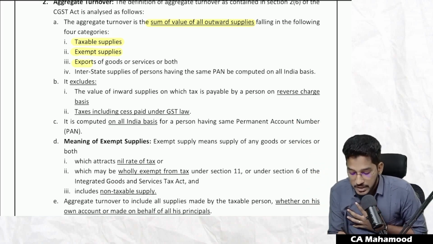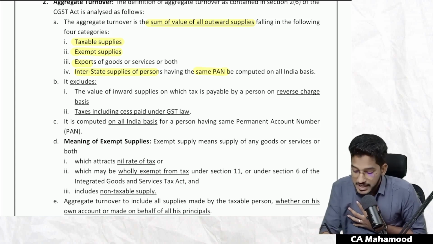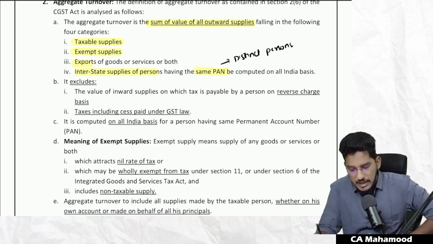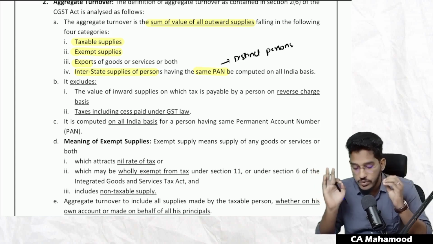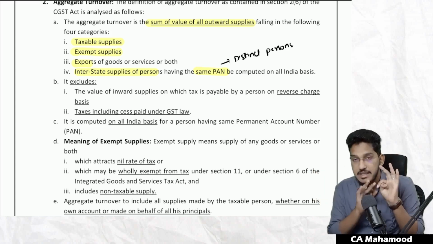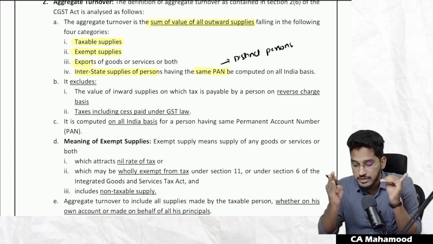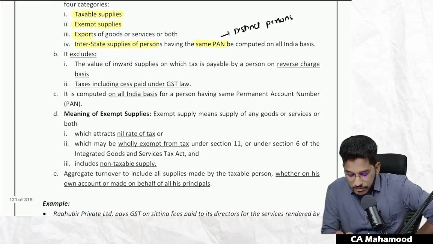So it includes exports. It also includes interstate supplies of persons having the same PAN, to be computed on an all India basis. Same PAN, two different registrations, that we call what? Distinct persons. Remember the definition of distinct persons? Listen carefully, don't worry, I will give you examples, please pay attention. So what is aggregate turnover? Aggregate turnover is the sum of four supplies. What are they? It includes taxable supplies, exempt supplies, exports, and interstate supplies between two different persons having the same PAN. That also will form part of aggregate turnover.